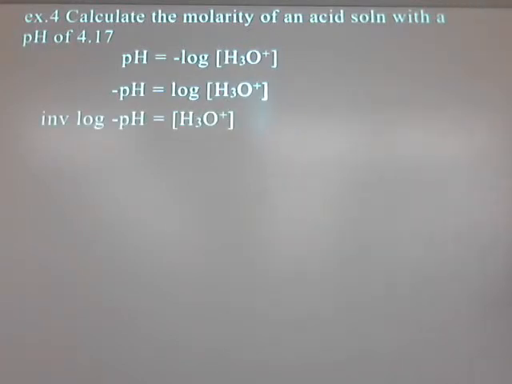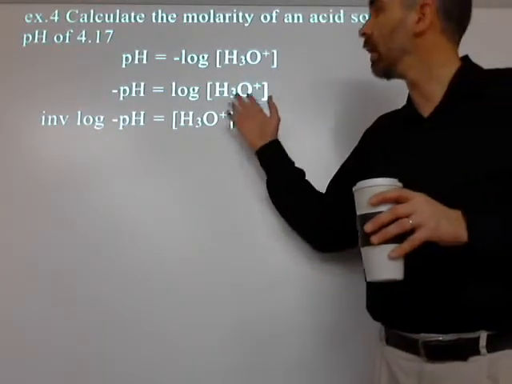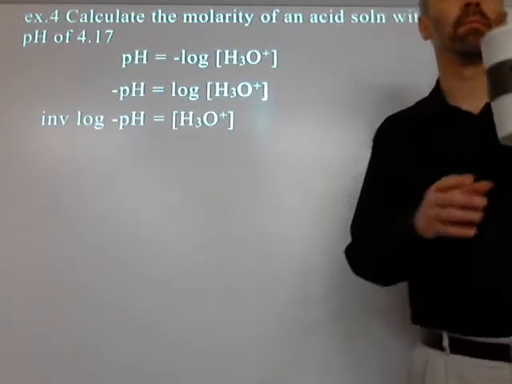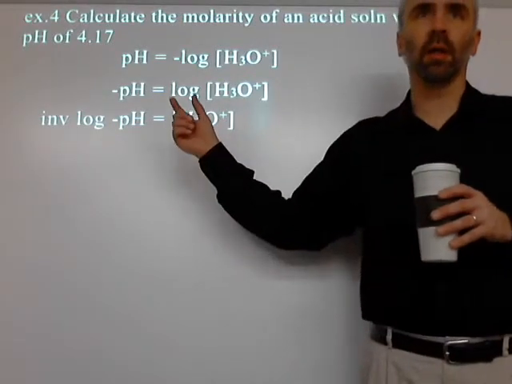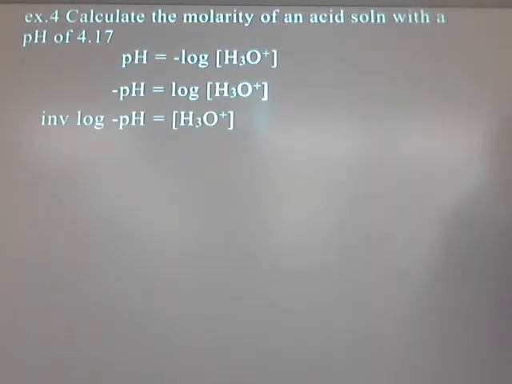The inverse log of the negative pH, and the inverse log of the log of the hydronium is just the hydronium. You could just do 10 to the negative pH. Your button may even say that on it, but it has to be negative pH. Some of the buttons will say that, some of the buttons will say negative.